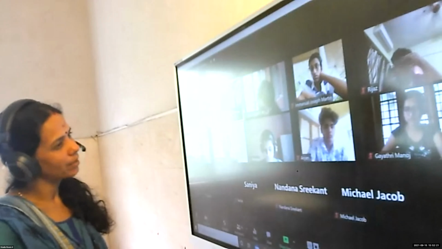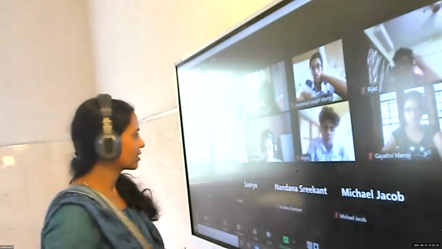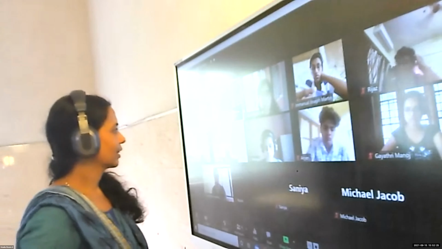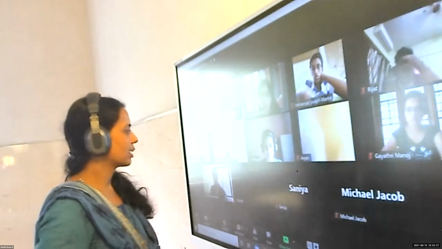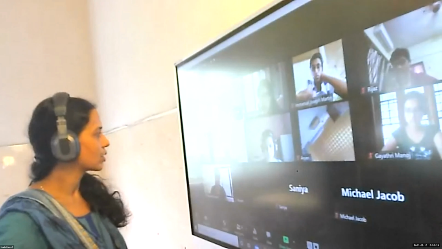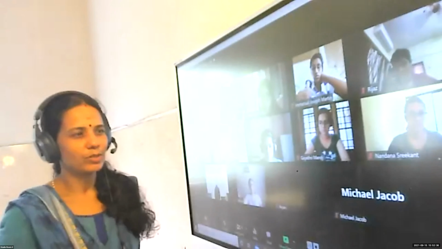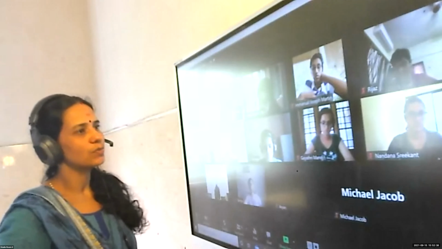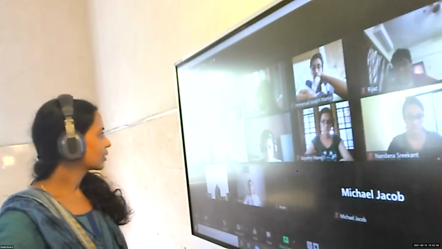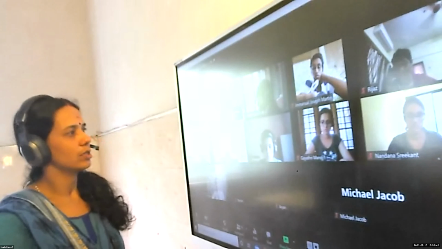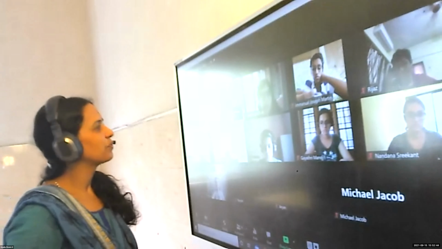What about x square minus 4? Is it possible to factorize? Srihari, can you factorize x square minus 4? Yes. How? X plus 2 into x minus 2. What about x square plus 4? Is it possible? No. Okay, we can't do it. We'll not be able to factorize that one.